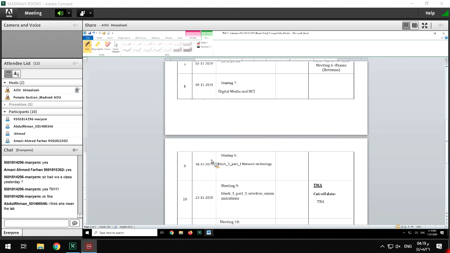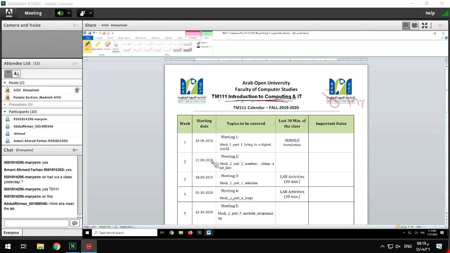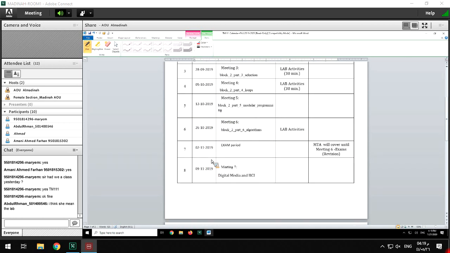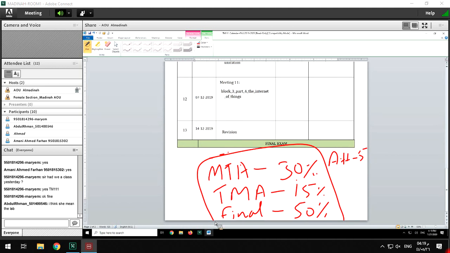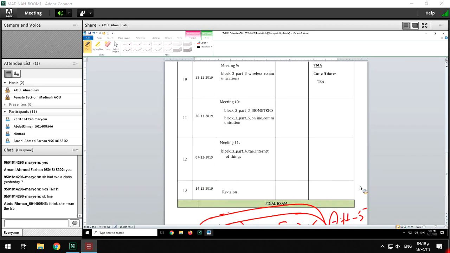To pass this course, you need to score overall 50 marks, and to enter the final exam, you must have attendance of 75%, and you must score a minimum of 15 in the midterm and the TMA. In this, you need to score minimum 15 marks to enter the final exam.